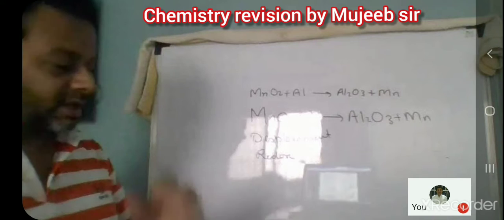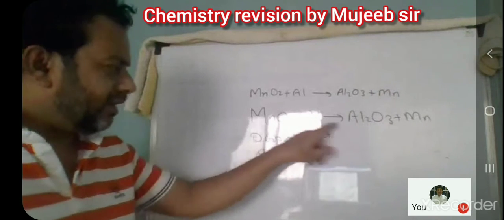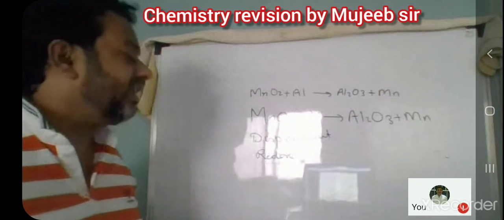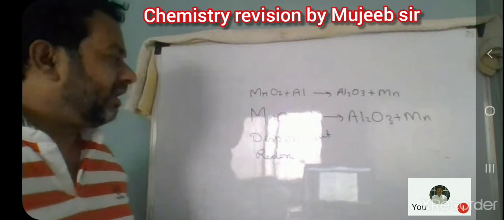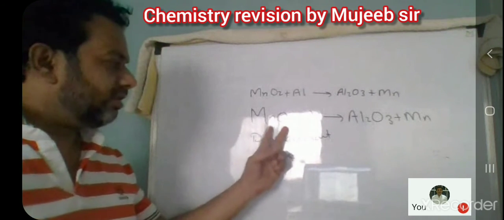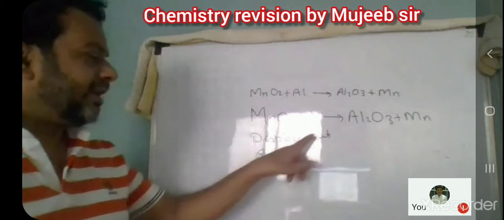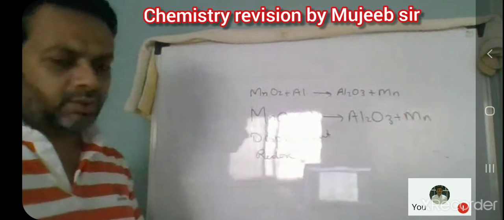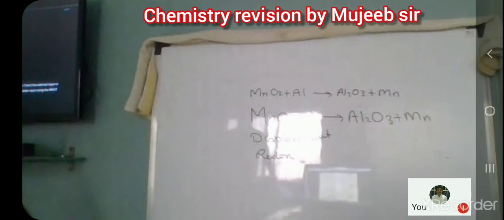What happened over here? See. First, Mn is replaced by aluminium. This is the first thing, displacement reaction. Second thing, what happens over here? See, this MnO2 has lost the oxygen and Mn is left over here. But Al got the oxygen and it becomes Al2O3. That's how it will happen over here. So it will be a redox reaction.